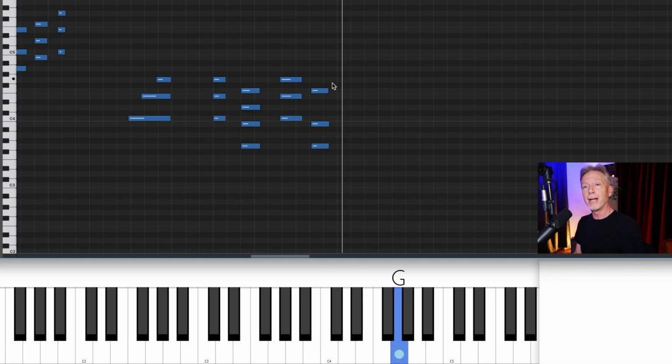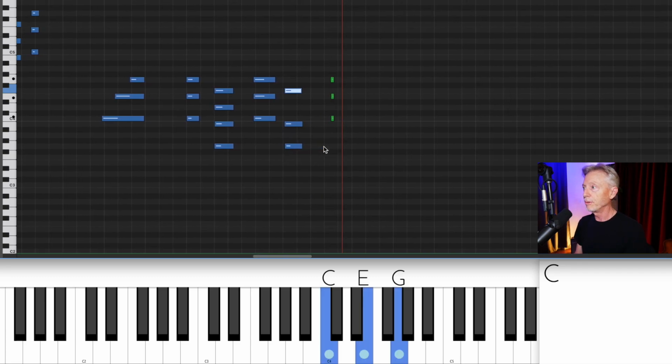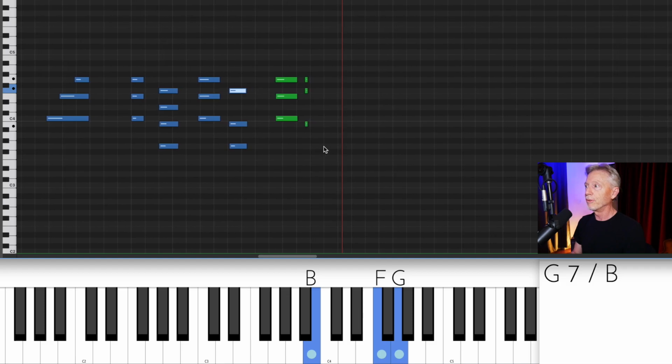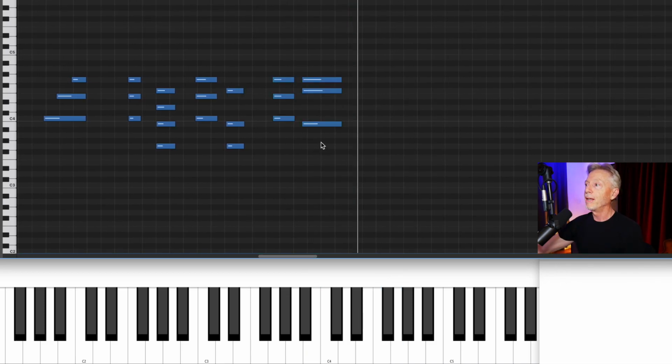I know that that top voice is still going to be a G, and now I know that I need a B and an F. And what happens is this: C in root position becomes G7 in inversion. And really what happened was these two bottom voices changed position a little bit. The E went up to F, the C went down to B.